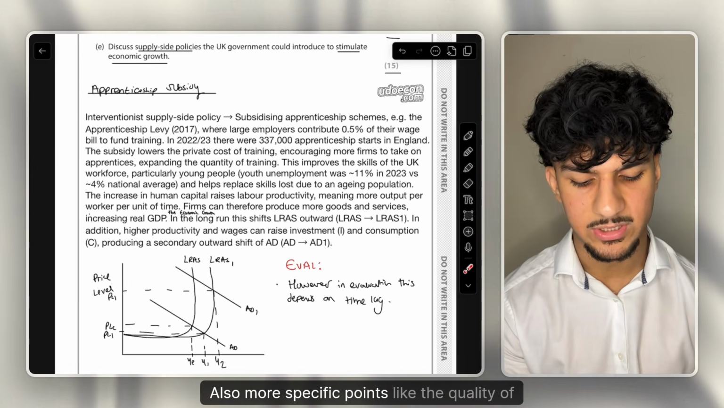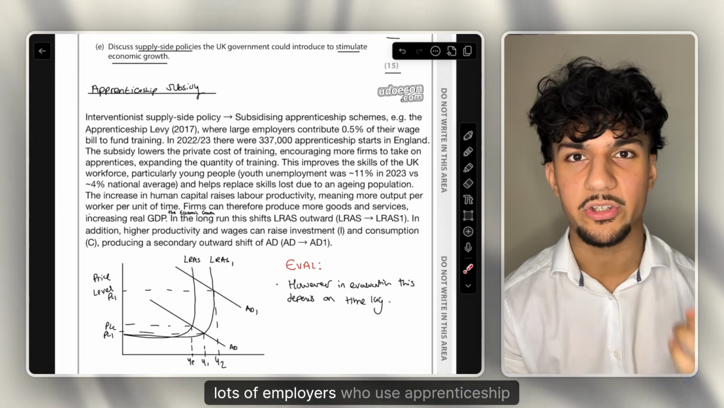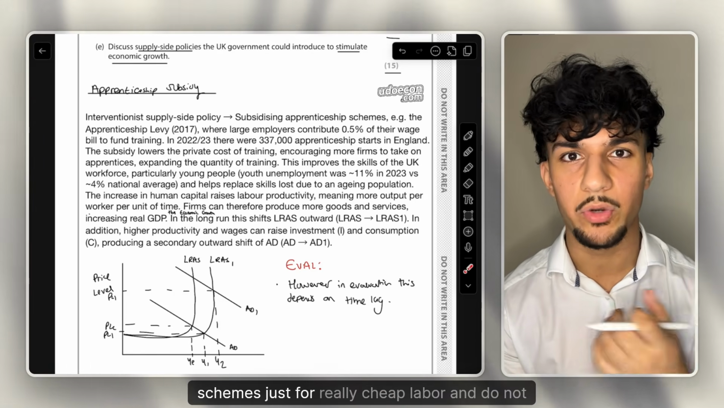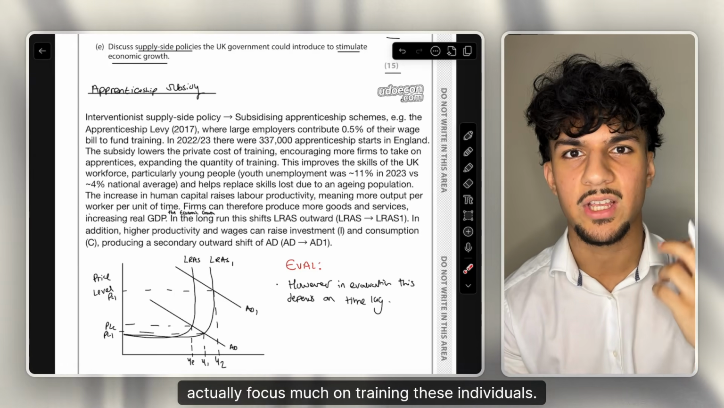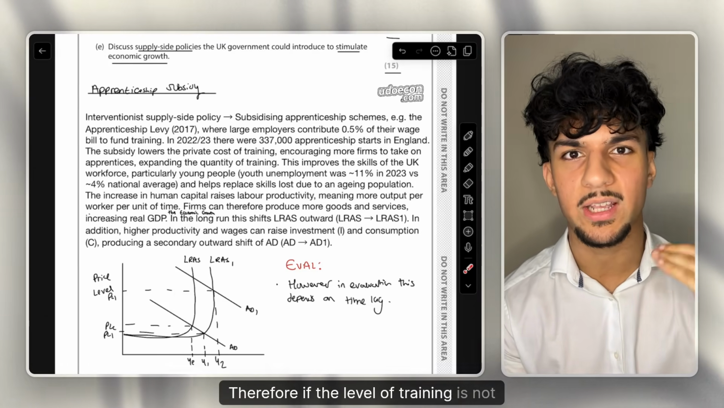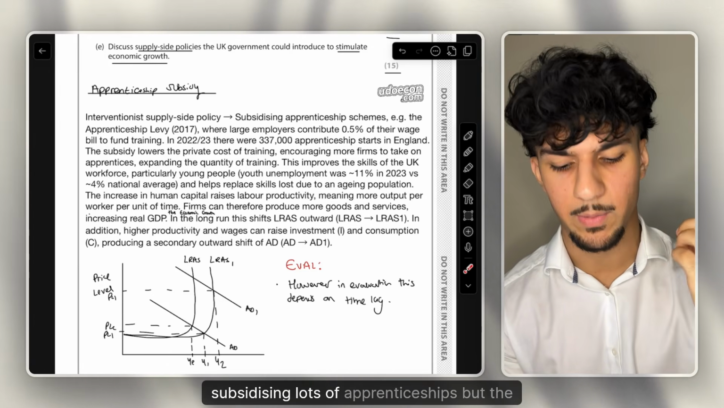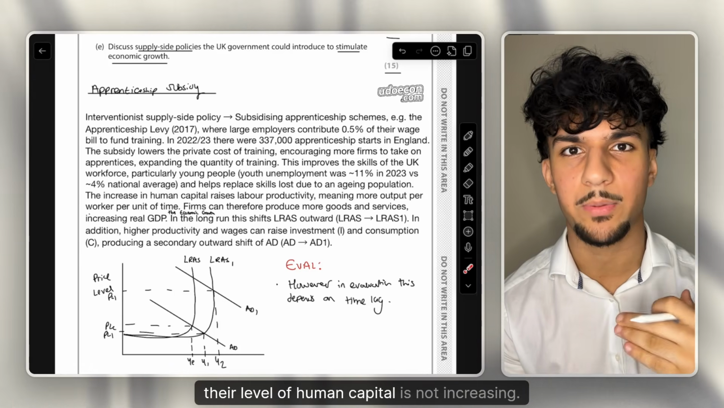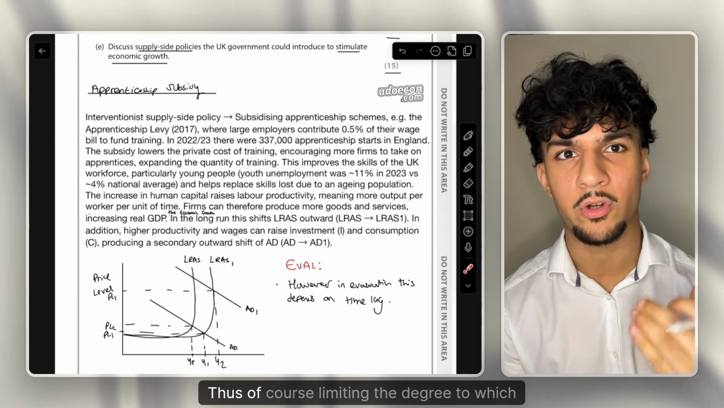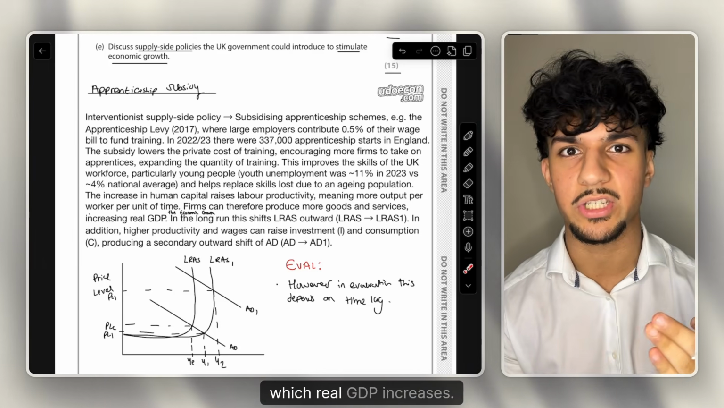Also, more specific points like the quality of apprenticeships that they're subsidising, since there's lots of employers who use apprenticeship schemes just for really cheap labour and do not actually focus much on training these individuals. Therefore, if the level of training is not satisfactory or is not high enough, yes, the government are subsidising lots of apprenticeships, but the workers are not becoming highly skilled, their level of human capital is not increasing, thus of course limiting the degree to which economic growth, which real GDP increases.